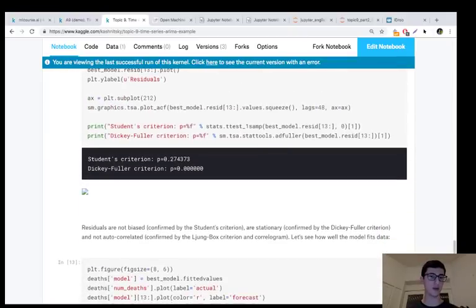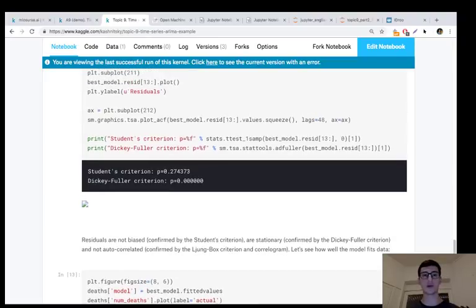Maybe there is some error depicting the plot here, but it says that Student's criterion confirmed that residuals are mostly zeros here. A Student's t-test checks a null hypothesis that the average value is 0 against an alternative that it's different from 0. And now it got a large p-value. That means that we don't reject the null hypothesis. So the average value of the errors is mostly 0. And the Dickey-Fuller criterion confirms that residuals are stationary.